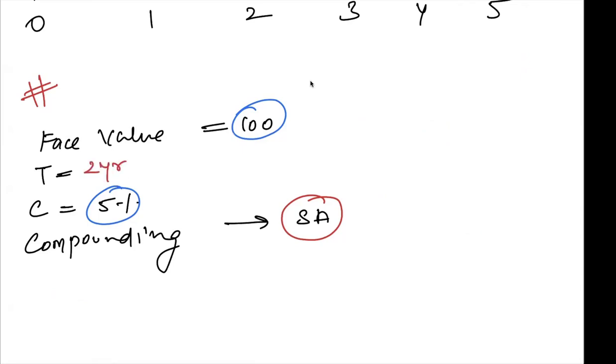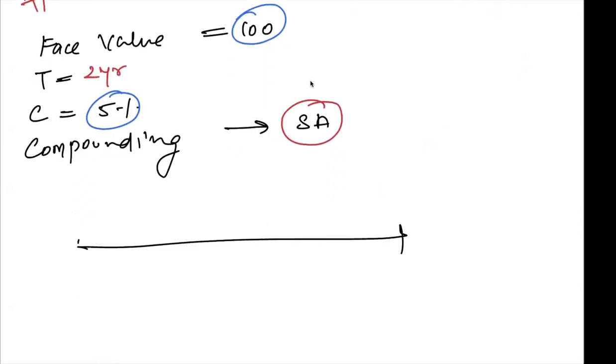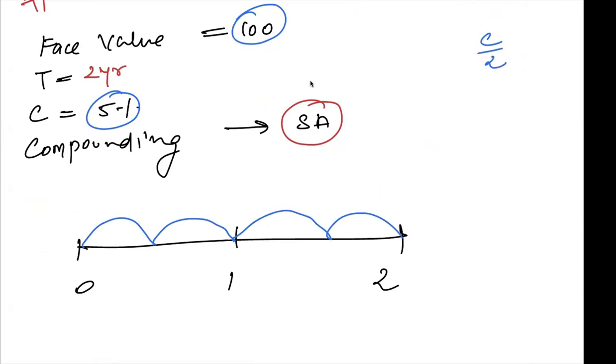Okay, now 0, 1, 2. Compounding is semi-annual, so the coupon will also get divided by 2. Here you'll receive $2.5, $2.5, $2.5, and here is coupon plus principal. So you'll receive coupon, coupon, coupon, and here you will receive coupon plus principal.